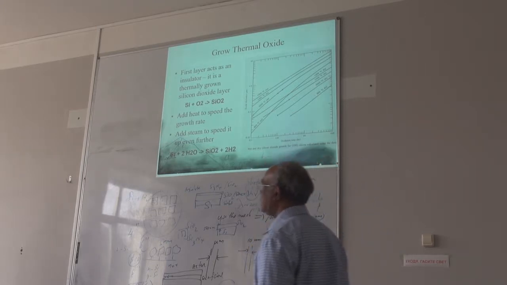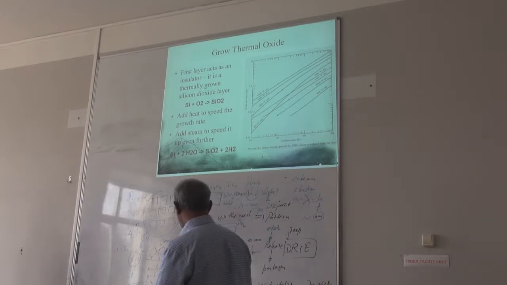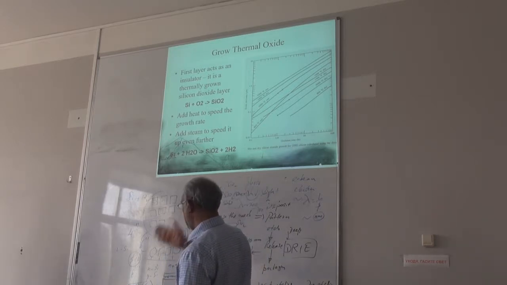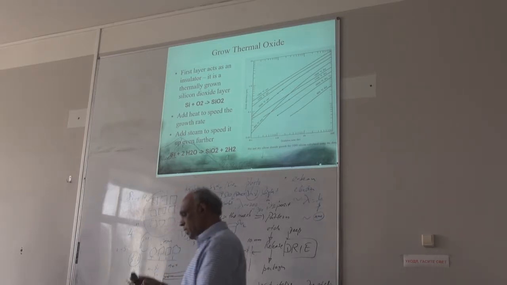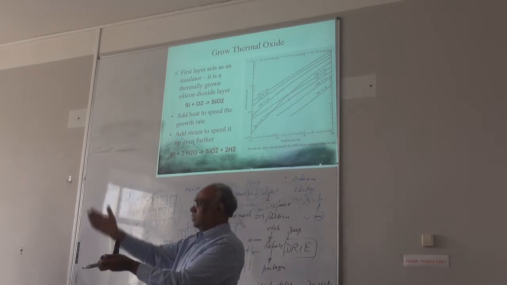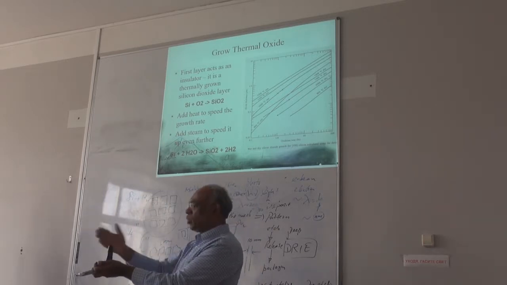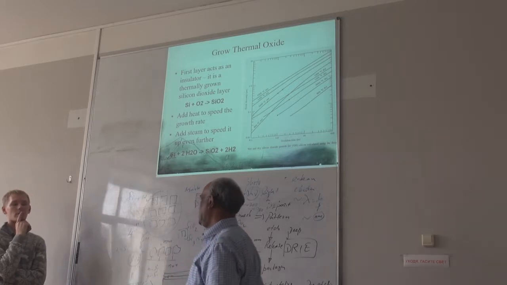Typically we only talk about the one on the polished surface. Typically you keep the wafers vertically like that, stacked like this. So it grows from both sides, but we only care about the polished side.